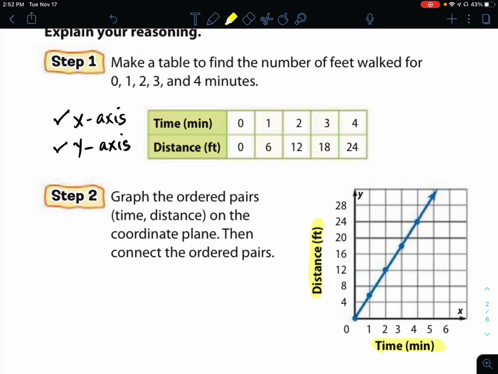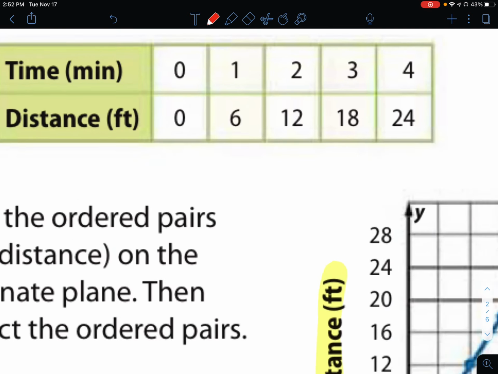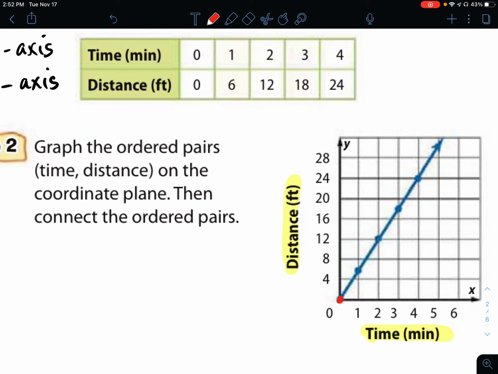Okay, now how did those points come about? Let's take a closer look. 0, 0 is right here. 1, 6, 1 and 6 right here. This is 2, 12, ordered pair 2, 12. This is ordered pair 3, 18, and this is ordered pair 4, 24. And if you notice, it forms a straight line that passes through the origin. So this is our origin. Remember, origin has an ordered pair of 0, 0. So it passes through our origin.